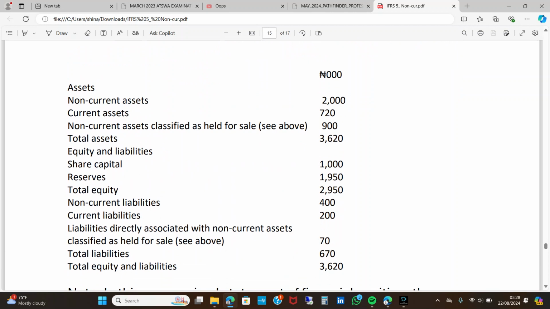Now let's look at this. Look at our statement of financial position. Now we have assets. We have our non-current asset, which is 2,000. We have our current asset, which is 720. Now look at it. This is what we mean by separate disclosure, separately presenting it in our statement of financial position. Now look at your non-current asset classified as held for sale, 900. You see that we put it separately. Please, that's what I mean by present separately. So you see that you are not merging it with any other assets. It's appearing on its own in your statement of financial position.